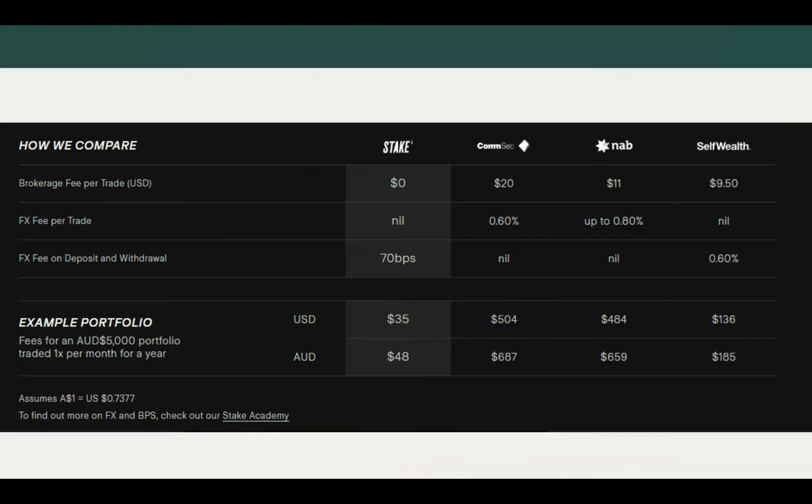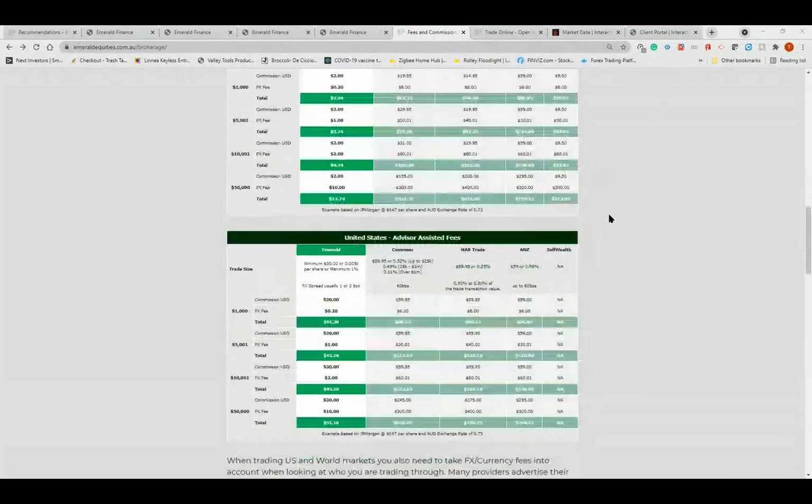One of the newer providers that have come out in Australia is called Stake, and this is straight from their website. So they explain it quite well. They charge 0 brokerage fee. CommSec, $20, but they charge a FX fee per trade, where Stake only charges it when you deposit or withdraw money. But let's talk about that for a second. What does this 70 bips mean? Let's compare them to us, because they're $0 and we're $2 US to trade.